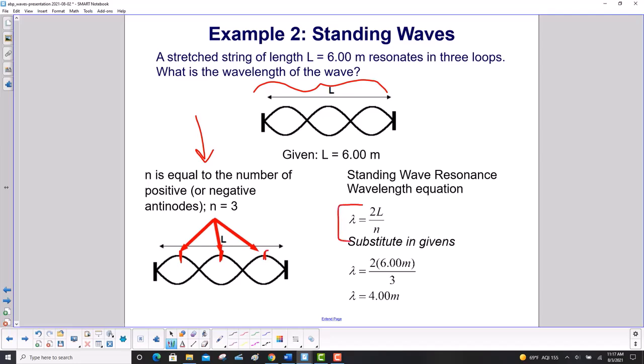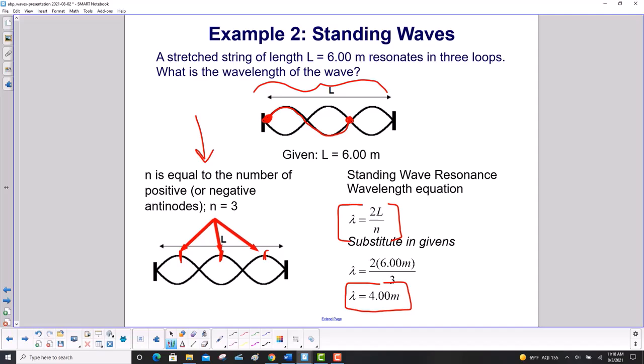We use our standing wave resonance wavelength equation, which is lambda is 2L over n, substitute in our givens, and get the wavelength of this wave is 4 meters. Now let's see how you can picture that. Let's start over here, go up, down, and come back. What's that? That's one wavelength, isn't it?